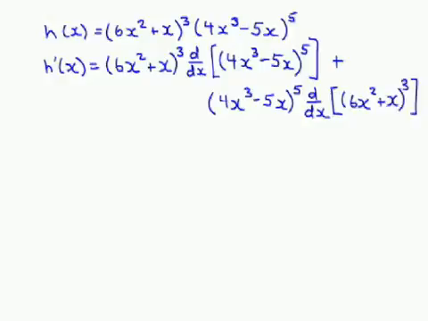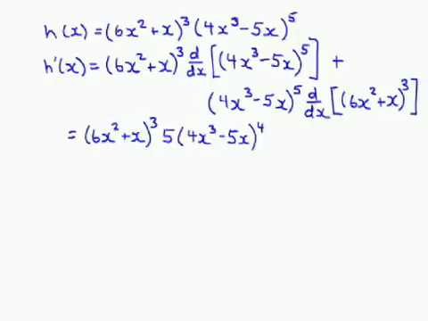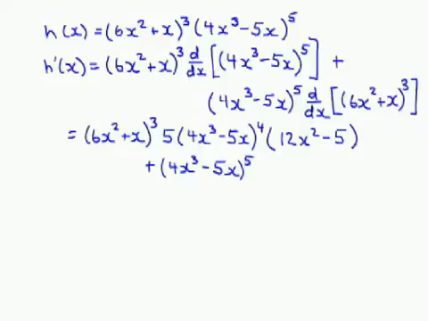In the next line, I've taken the derivative of those two components, and I've been forced to use the chain rule to do so. So I end up with (6x squared plus x) all cubed times 5 times (4x cubed minus 5x) raised to the 4 times (12x squared minus 5). I add to that (4x cubed minus 5x) raised to the fifth times 3 times (6x squared plus x) all squared times (12x plus 1). You notice that when I worked out those two derivatives, I did have to use the chain rule.